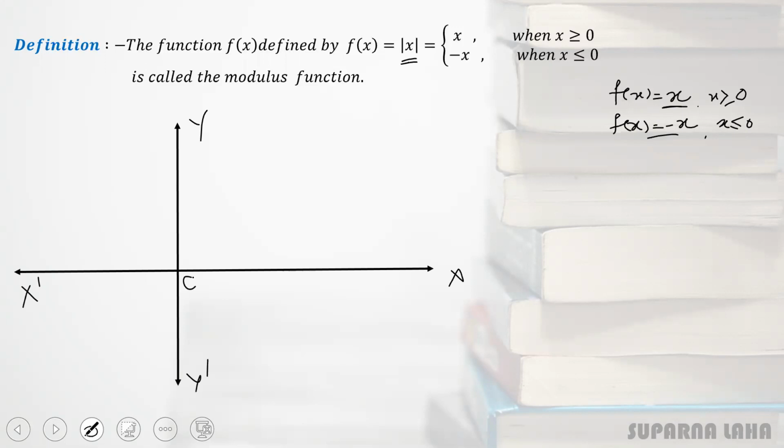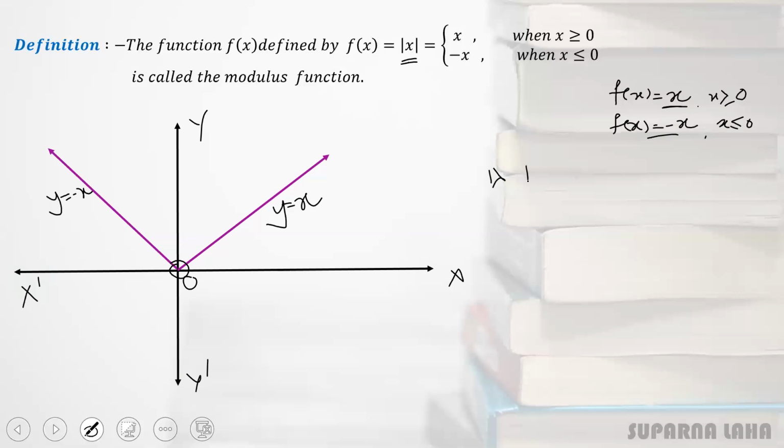This is the origin O, and this is y equals x and y equals minus x, and this is O. That is, for x equals 0, the function is also 0. So this is the modulus function. Okay, now it has some properties. What are the properties? Addition and subtraction, like operations on this mod function. How will we define the operation?